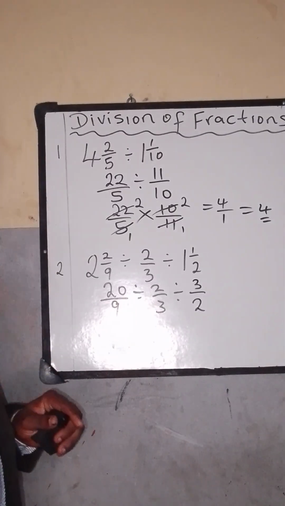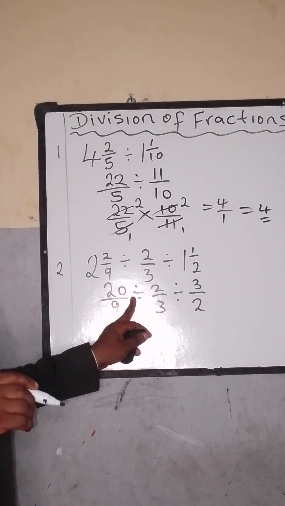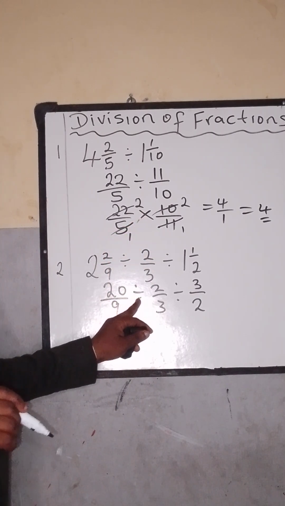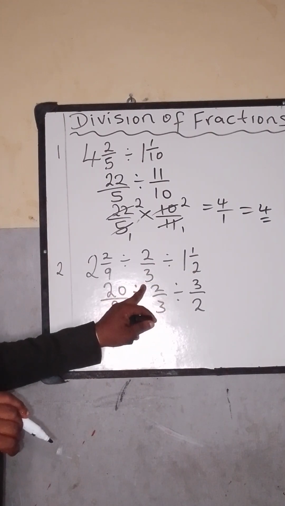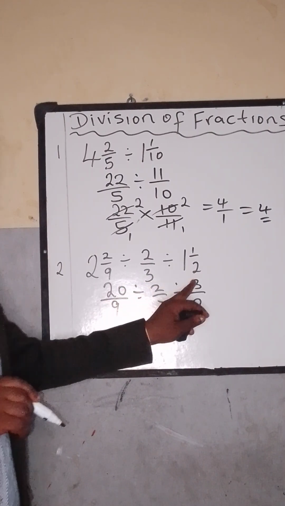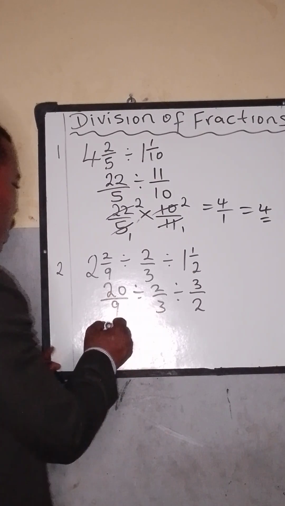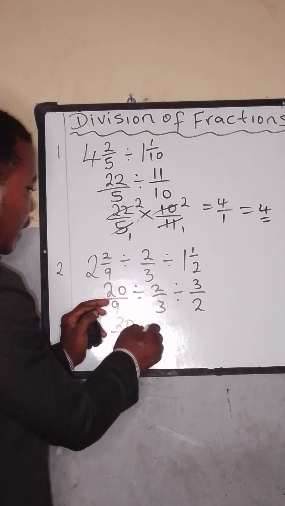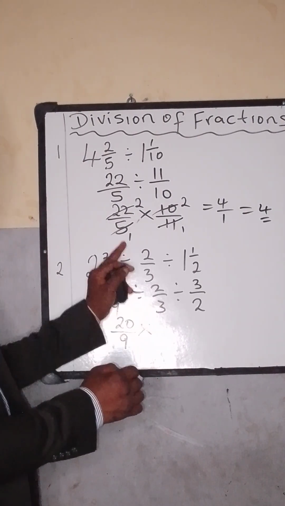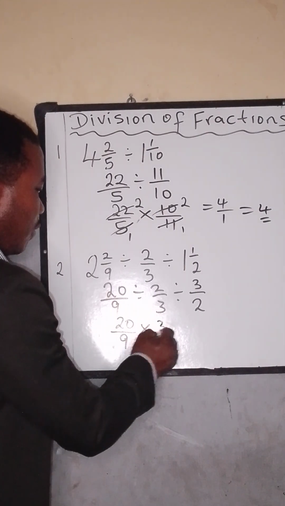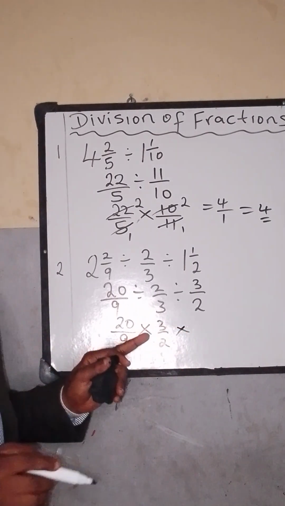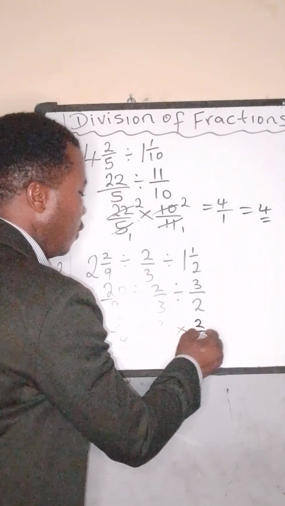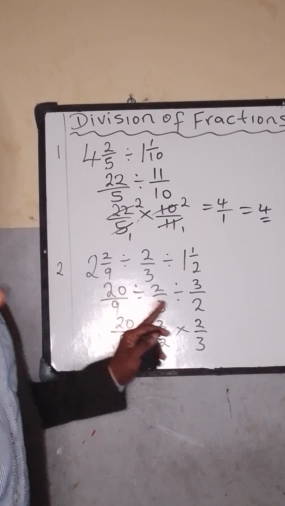Good. Now remember what I said? I said this sign will change to multiplication sign, and by the time this has changed to the sign of multiplication, we overturn this fraction. We are going to overturn this one, we are also going to overturn this one. Good. So we are now going to have here 20 all over 9. I'll overturn this, times, remember, 3 goes up and 2 comes down. So 3 all over 2 times the same thing here. 2 goes up and 3 comes down. 2 all over 3. The first fraction does not overturn.